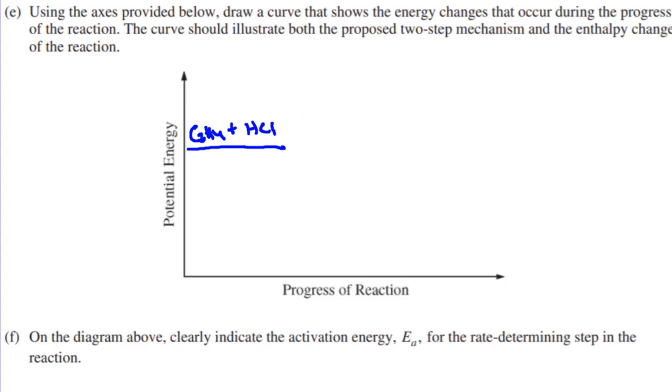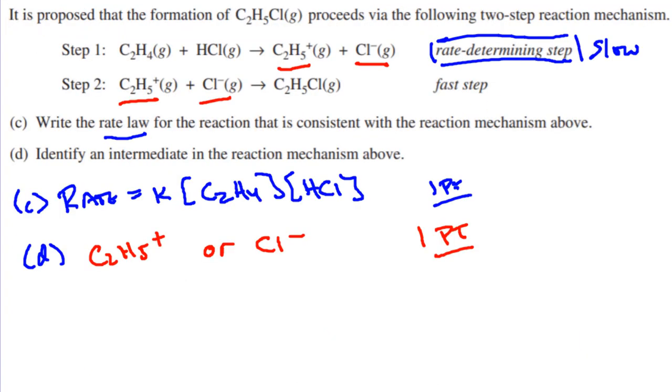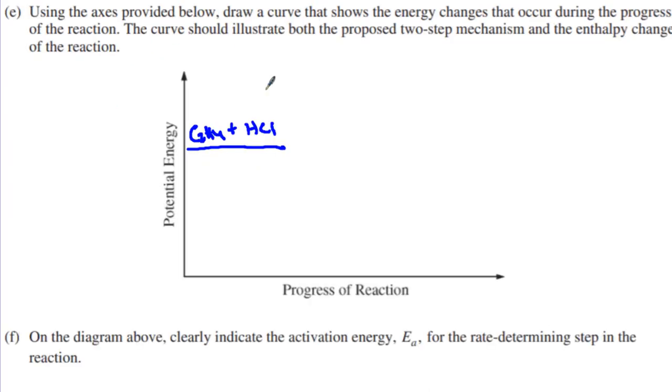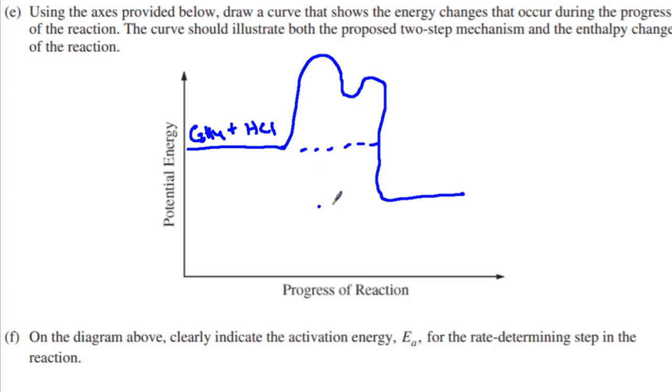And you can remember there were two mechanisms, two steps, and the first step took the most time. It was the slowest step. So that's going to have the highest activation energy. The second step is going to have a smaller activation energy. And if you remember, it was an exothermic reaction. So this difference right here between the products and reactants is my delta H, and there are my products right there. And so that is it for E.